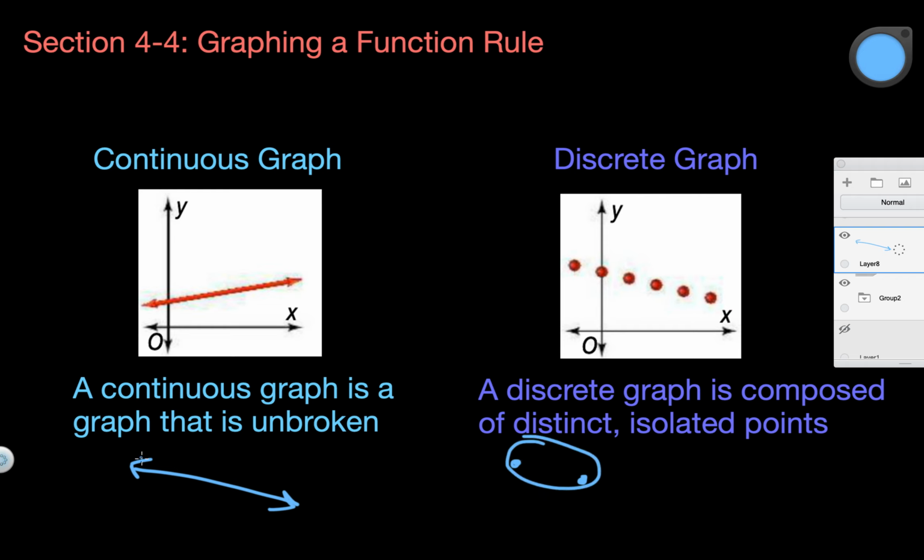So a pencil doesn't need to be picked up. Pencil needs to be picked up over here. Okay?